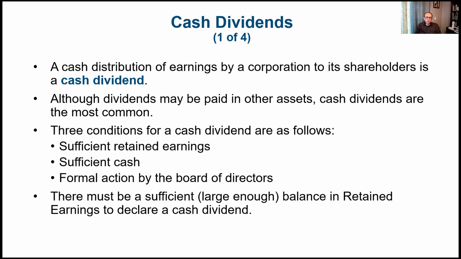There must be a sufficiently large balance in retained earnings to declare cash dividends. What if we don't have enough retained earnings? Then it's not appropriate to declare dividends, because otherwise you'll end up having negative retained earnings. And if you think about it, retained earnings is the amount of net income that has been retained with the business. So it doesn't make sense to distribute dividends that are more than what you retain in net income.